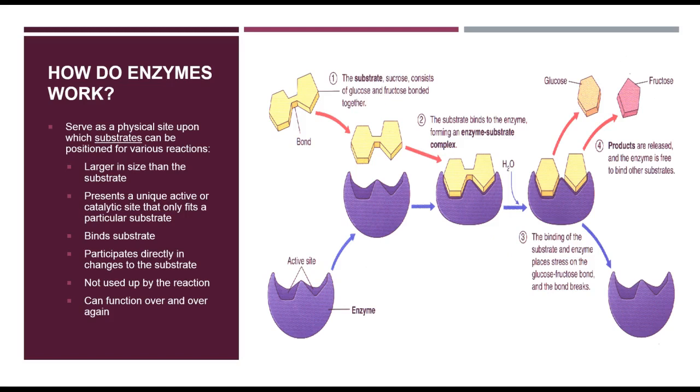Once the substrate bonds, stress on that bond occurs at the active site, and that stress breaks the bond, and then those products are released. So in the case of sucrose, when we're trying to break this down into its component parts, glucose and fructose, the bond that holds the glucose and fructose together becomes stressed as it has bound to the active site in the enzyme. And that stress breaks the bond, and then those two smaller molecules are released.